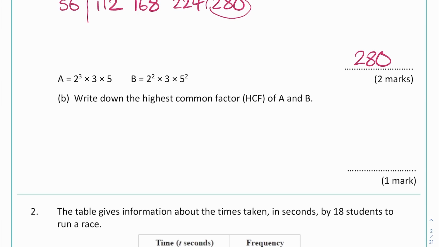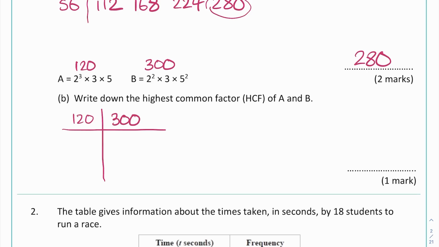and they're both written as a product of prime factors. There are two methods that you can do to go about doing this. We can type those numbers in, so 2 cubed times 3 times 5, that's the number 120, and 2 squared times 3 times 5 squared is the number 300. You can then find the highest common factor of those using a normal table method.